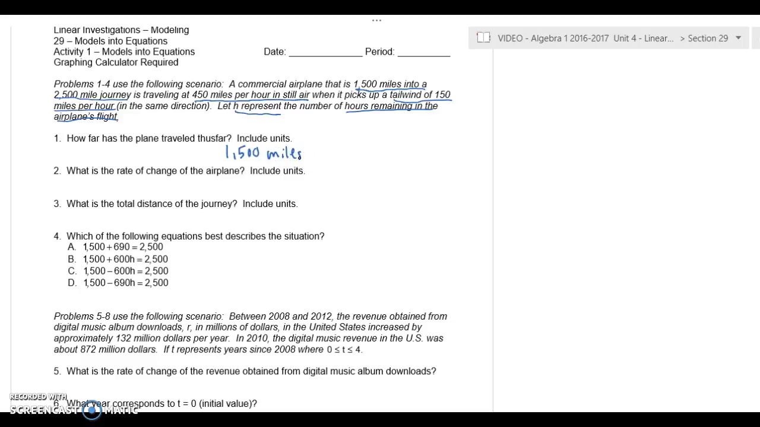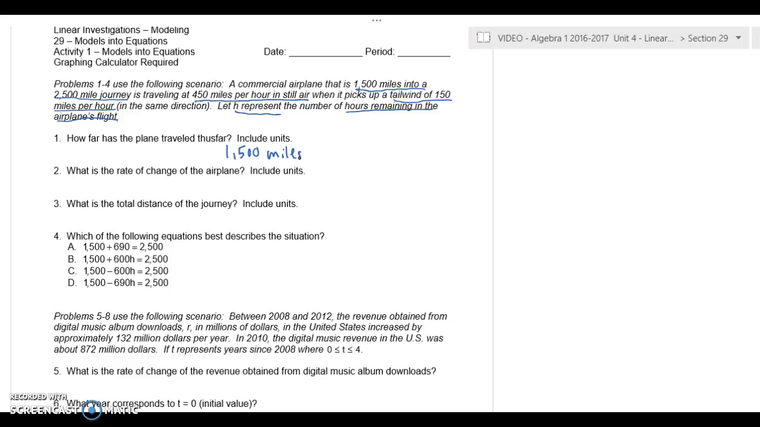To find the rate of change of the airplane, we're trying to basically find out what is the speed of the airplane. So miles per hour, how fast is it actually moving? Now, at first glance, it looks like the plane is traveling at 450 miles per hour. However, that is in still air. What they're telling us is that the plane also has a tailwind of 150 miles per hour. Now, tailwind is a wind that is at the back of the plane. It's going to push it forward, make it go faster, versus a headwind, which is at the front of the plane. It's slowing it down.